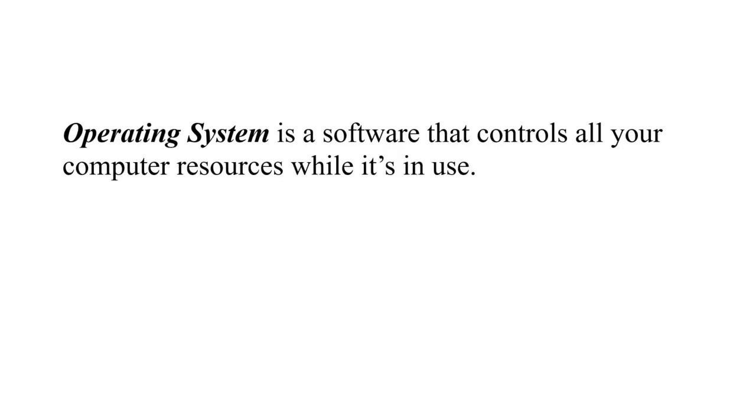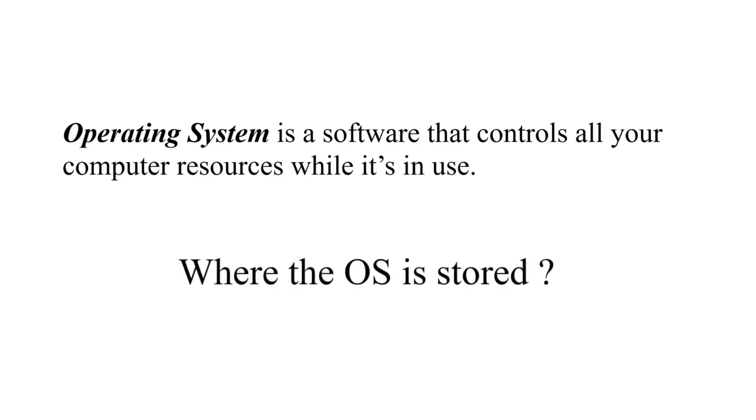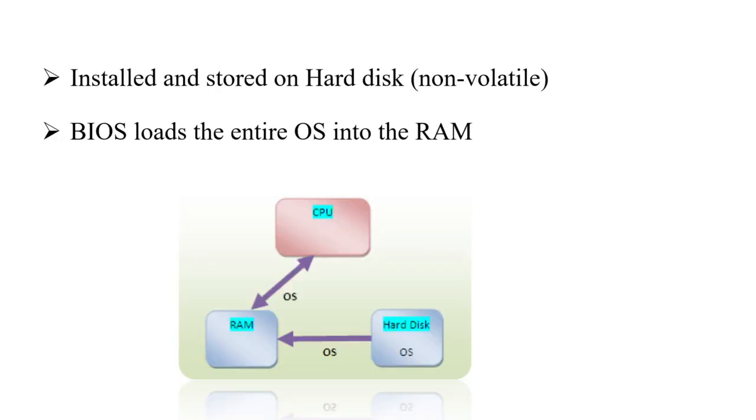As we know, operating system is a piece of software that controls all your computer resources while it is in use. Often, people have a question like where the OS is stored on the computer. Basically, OS is installed and stored on the hard disk, that means in a secondary storage area. As hard disk is a non-volatile memory, OS does not get lost on turn off.